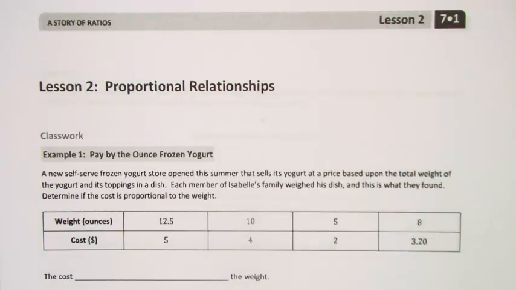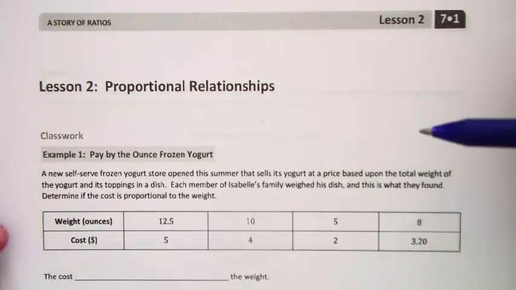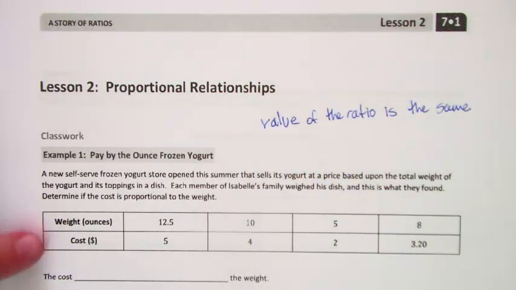In a proportional relationship, the value of every ratio is the same. So when we check a table to see if the relationship is proportional, we're going to find the value of the ratio for each one of our ratios.